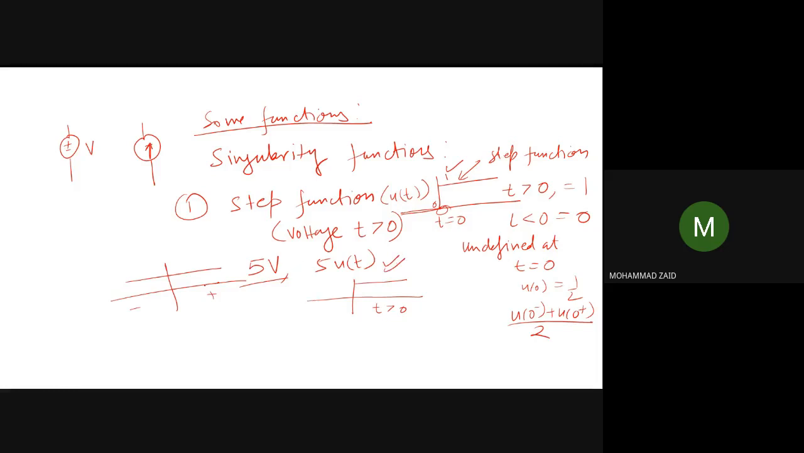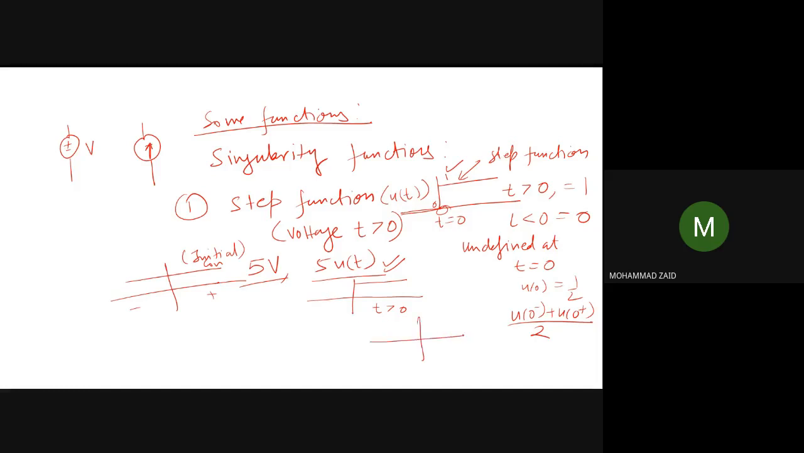So 5 volt means the voltage was also present before t less than 0, and you can take this voltage for determining the initial conditions at t equal to 0. However, if 5u(t) is written, that means the voltage is applied only after t greater than 0.